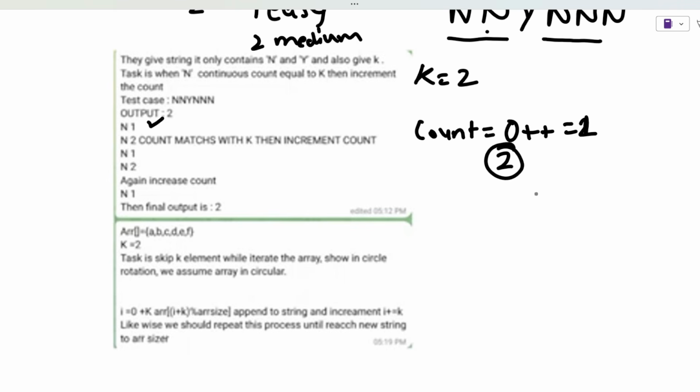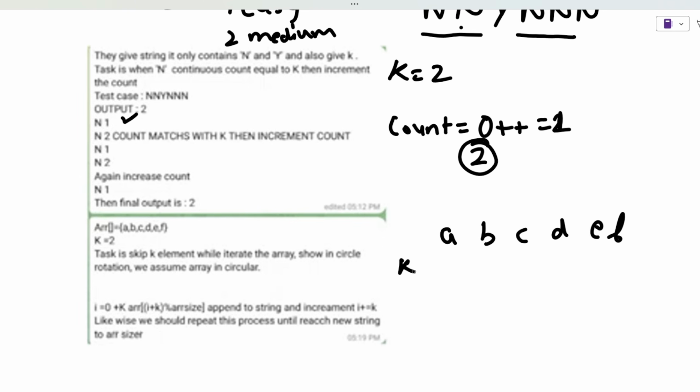The next question is, you are given an array of characters a b c d e f. You are given k equal to 2. The task is to skip k elements while iterating the array. For circular rotation, we assume the array is circular. So basically in this question you are given the character array a b c d e f, and you are given k equal to 2.